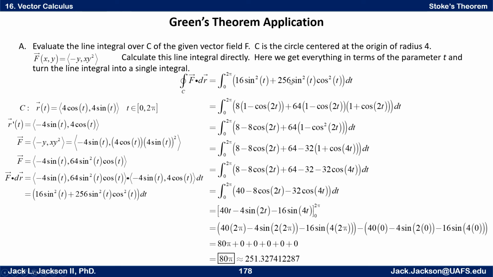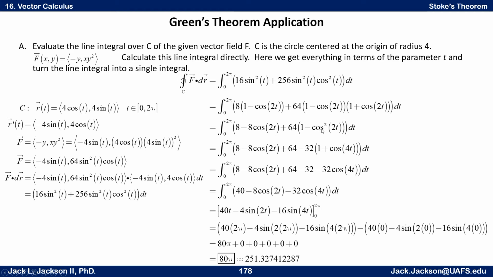They both have a half, so that's a fourth. A fourth of 256 is 64. A plus b times a minus b is a squared minus b squared, so 1 minus cosine of 2t times 1 plus cosine of 2t is 1 minus cosine squared of 2t. Distribute the 64. And then you get 64 times this part.